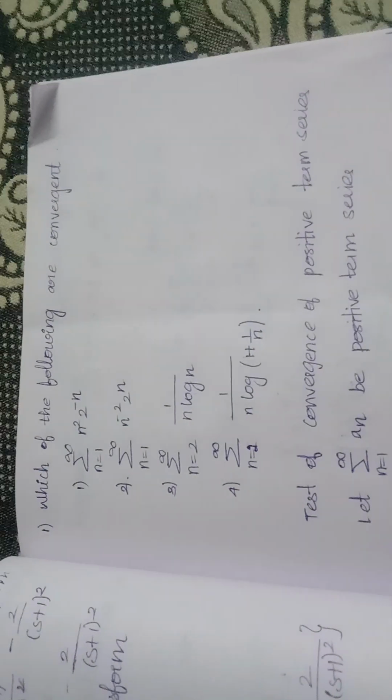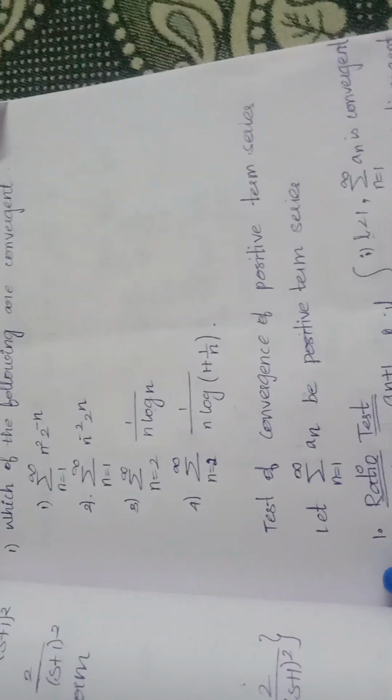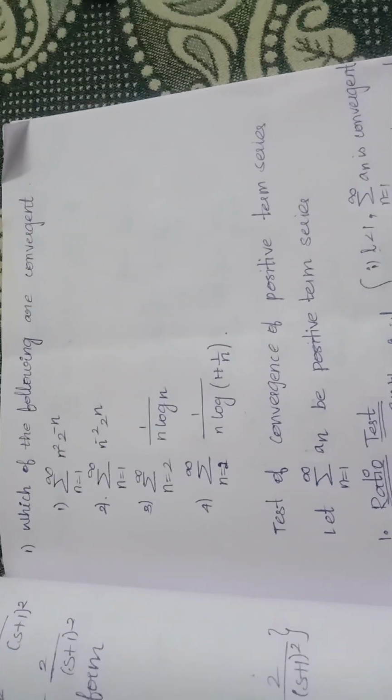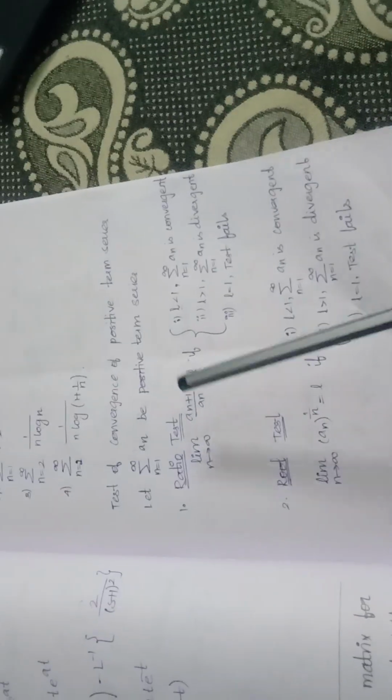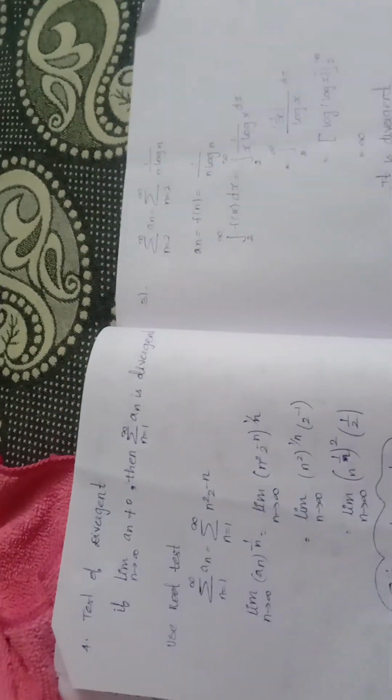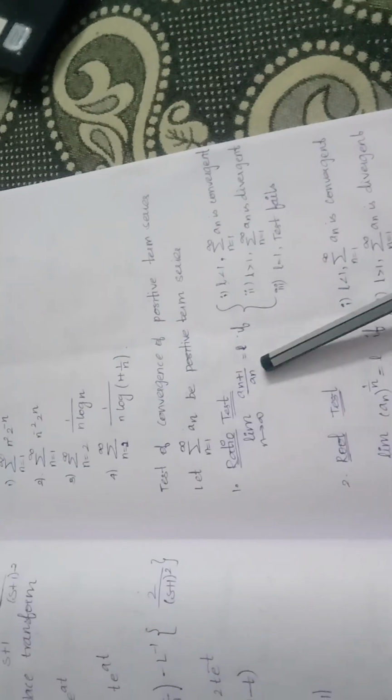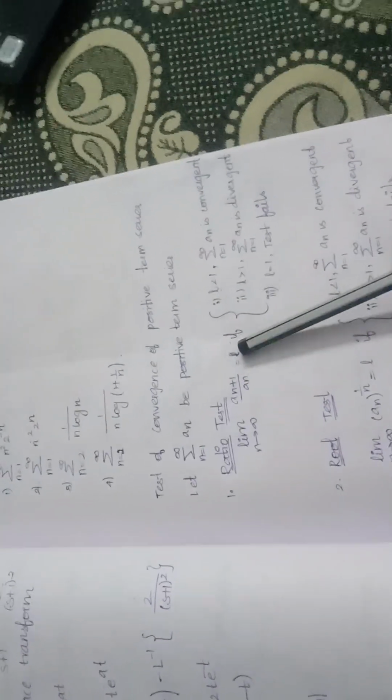Today we are going to see which of the following are convergent in the following options. To find the convergent sequence, we need to know the tests of convergence of positive term series. There are four different tests: a ratio test, a root test, an integral test, and the test of divergence. The ratio test is nothing but the limit as n tends to infinity of a_(n+1) divided by a_n, if it gives some value.